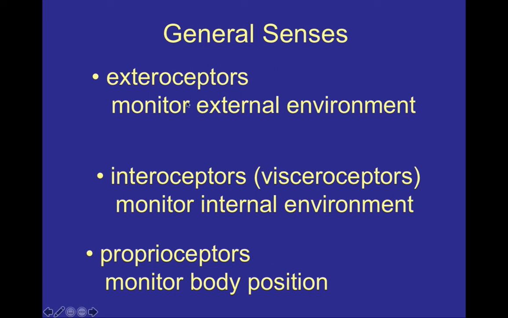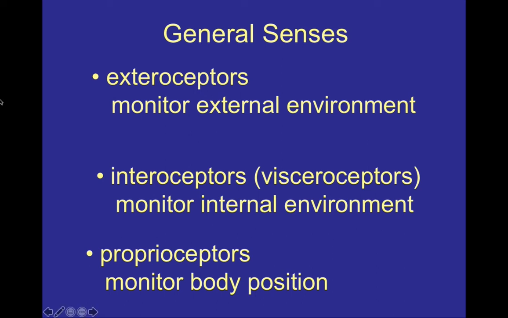Exteroceptors, as they are nicely named, will monitor our body's external environment. In terms of the general senses, touch, pressure, vibration, temperature, and pain are all stimuli that are conveyed through exteroceptors. Those are all stimuli that do come from the external environment. So therefore, we classify the receptors that monitor those stimuli as exteroceptors.